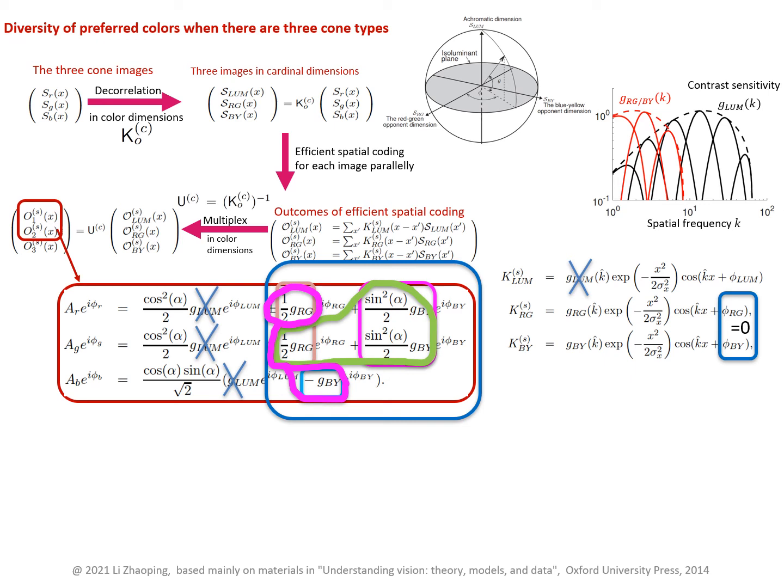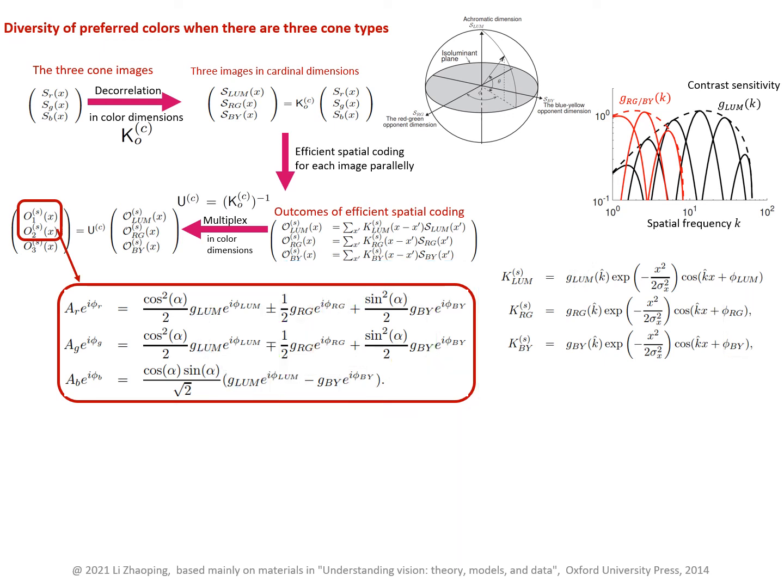As you can imagine, there can be many other possibilities depending on these gain factors and on these phase values. Therefore, there should be diverse types of color selectivities in V1 neurons with preferences for various different colors. And this is indeed the case in experimental data.